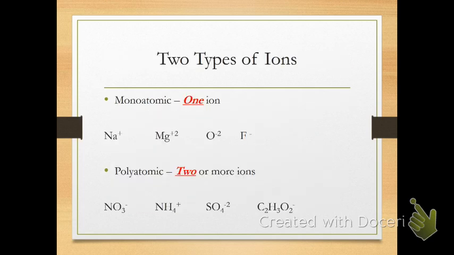There are 2 types of ions. One is monoatomic, that means 1 atom, like the sodium ion, Na+, or the magnesium ion, Mg2+. But there's also something called covalently bonded polyatomic ions. So I want you to add that here. These are covalently bonded with a charge.